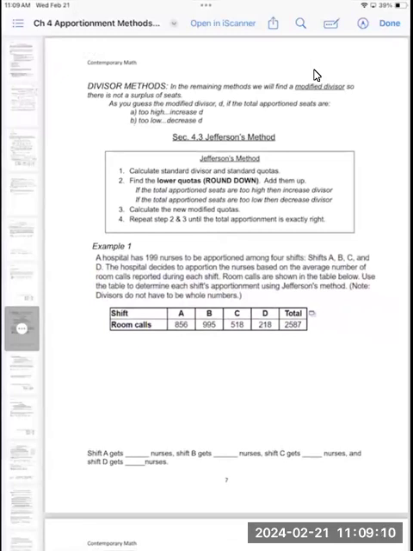to apportion. If it doesn't, then we're going to repeat steps 2 and 3 until we find a divisor that works. So that's our Jefferson method.